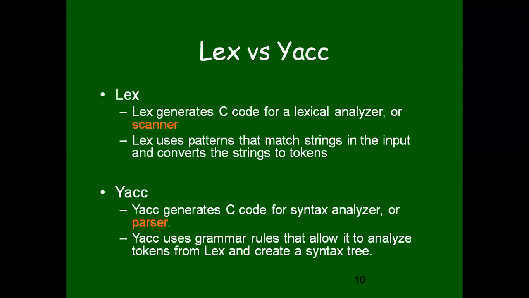See, the first point is, ACK generates the C code for a syntax analyzer or a parser. In both the tools, we are going to generate C code, right? And the second point is, it uses grammars. What it means is the specification should be in a context-free grammar, and those rules allow it to analyze the tokens from lex and create a syntax tree. Here the output that we are generating by using a tool like ACK is an abstract syntax tree, or it can also be called a parser, right? Is it clear?